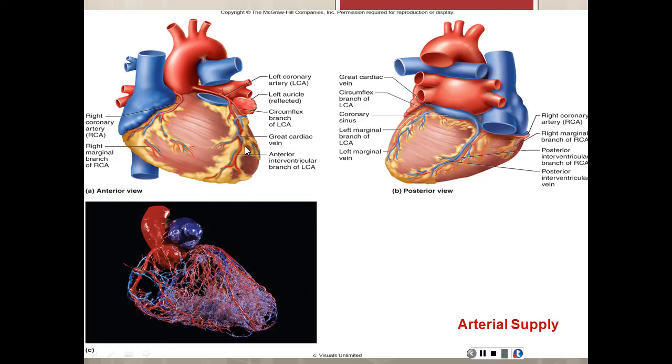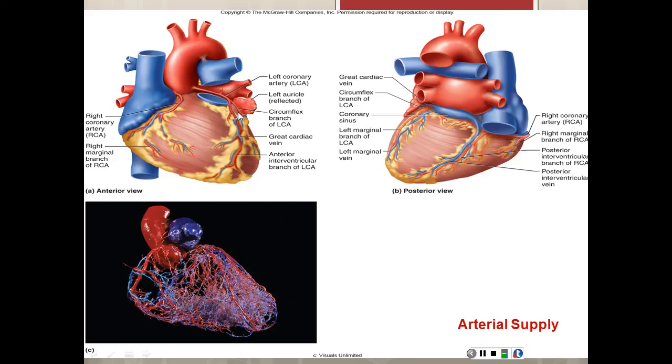And this branch, the anterior interventricular branch, supplies both the ventricles, the left and the right ventricle, and the anterior 2/3 of the interventricular septum. Remember, the septum is inside. You'll see the cross section, and that's what separates the left and right ventricle.